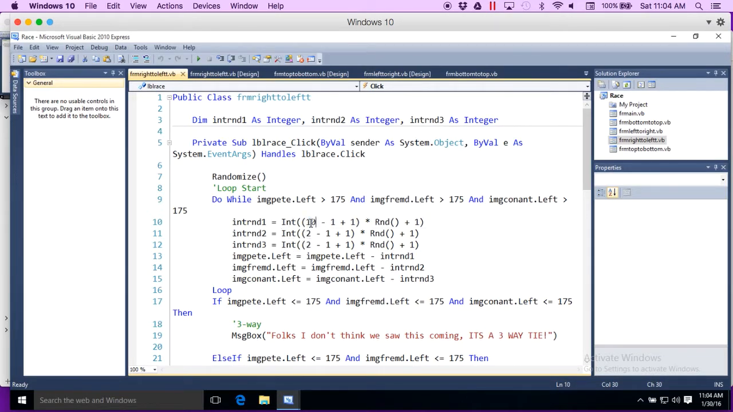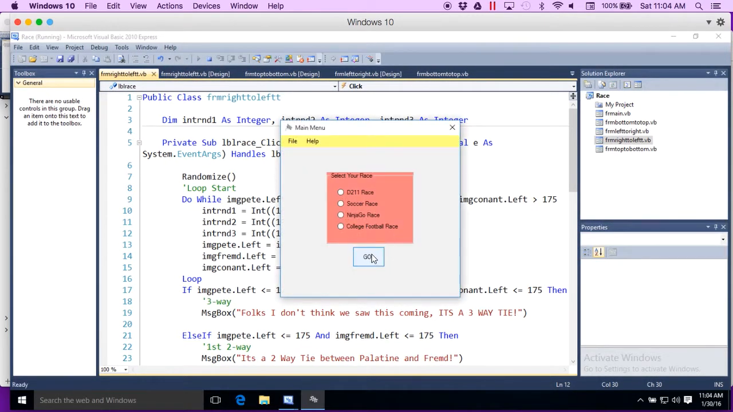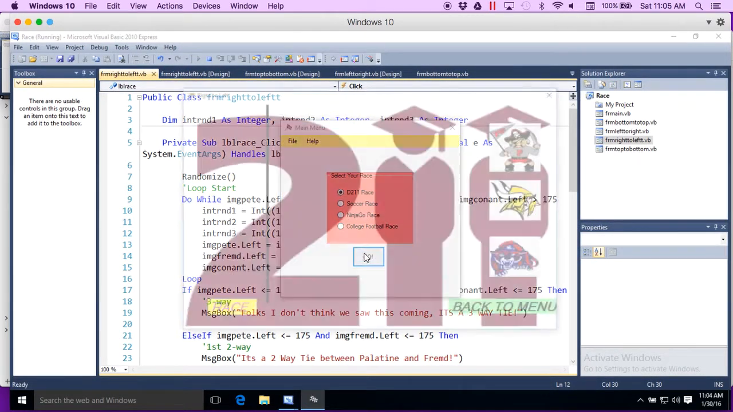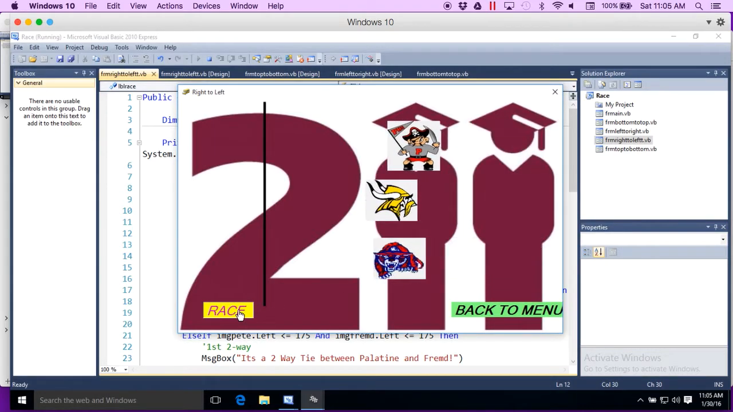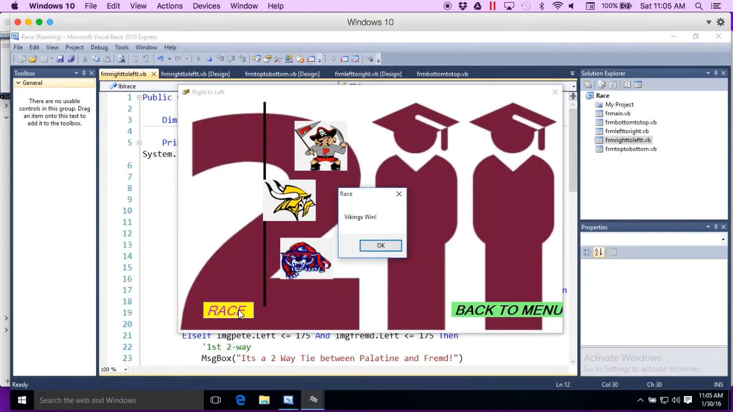So if I make this 10, make this 10, and make this 10, now the computer's picking random numbers between 1 and 10. So my three images are moving randomly between 1 and 10 pixels. That means they can make bigger jumps to the left. So faster. Now they're moving faster, and it's an even race. Anybody can win. Vikings win.